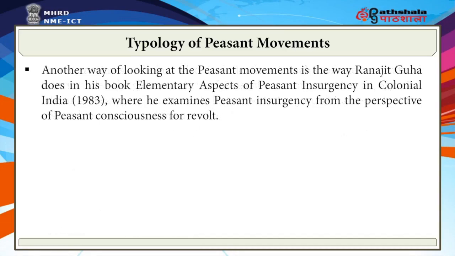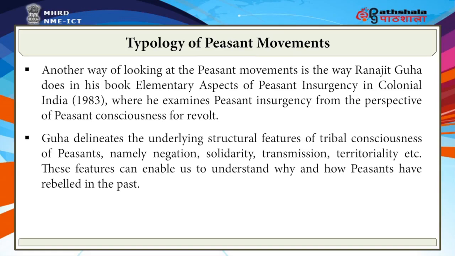Another way of looking at peasant movements is the way Ranajit Guha does in his book Elementary Aspects of Peasant Insurgency in Colonial India, where he examines the peasant insurgency from the perspective of peasant consciousness for revolt. Guha delineates the underlying structural features of peasant consciousness, namely negation, solidarity, transmission, territoriality, etc. These features can enable us to understand why and how peasants have rebelled in the past.